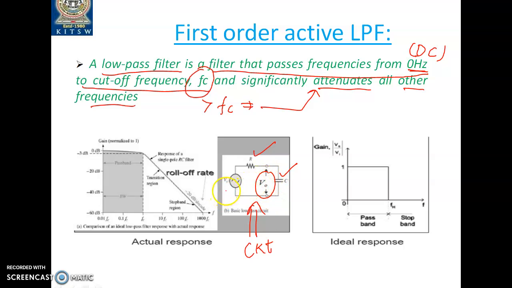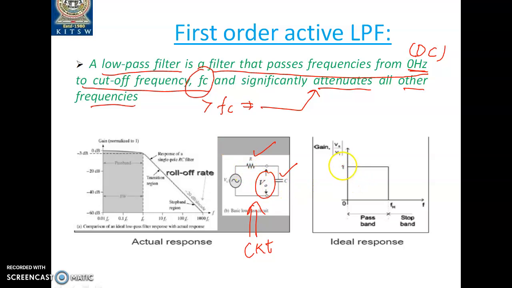We are applying a sinusoidal input to the resistor, and you take the output across the capacitor. These are simple passive components, only a resistor and a capacitor. This is the way we need to construct the low pass filter circuit.